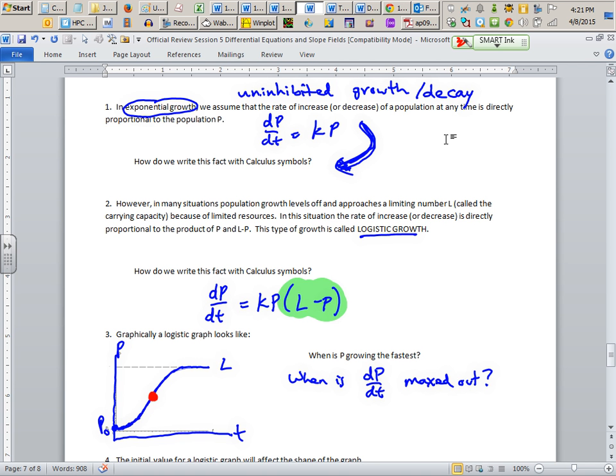Right smack in the middle there, maybe. So there's two ways to understand this question: when is P growing fastest? One is it's saying, when is dP/dt maxed out? So you're looking for a point of inflection.